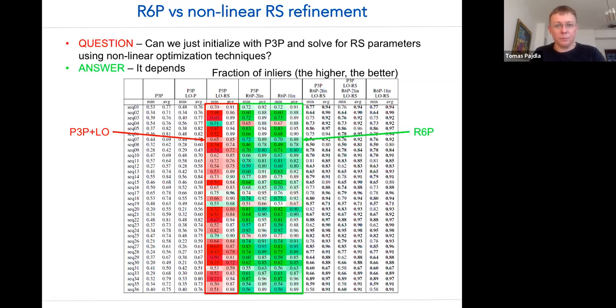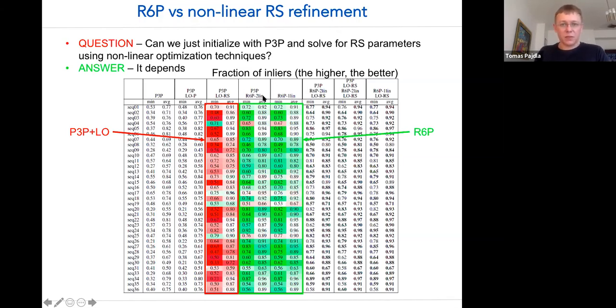So the more complex, and more, I would say, numerical comparison shows fractional inliers recovered. So the higher number, the better. The green numbers are high numbers, red numbers are low or lower numbers. And it compares different variations of optimization, linearizations, optimizations, and so on. And also different solvers.